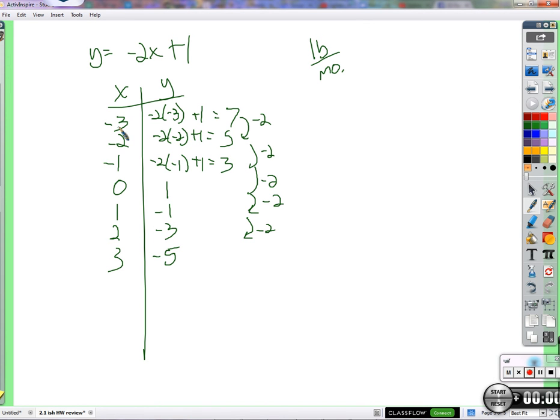Any consistent change in x will give a consistent change in y, like this. If I go from negative 3 to 0, how much did the x change? 3. And how much would the y change? 6. And if I go another 3, then the y should change 6 again. The x changed 3, and so the y should change 6, down 6. If we go another 3, we should see another y change of going down 6.